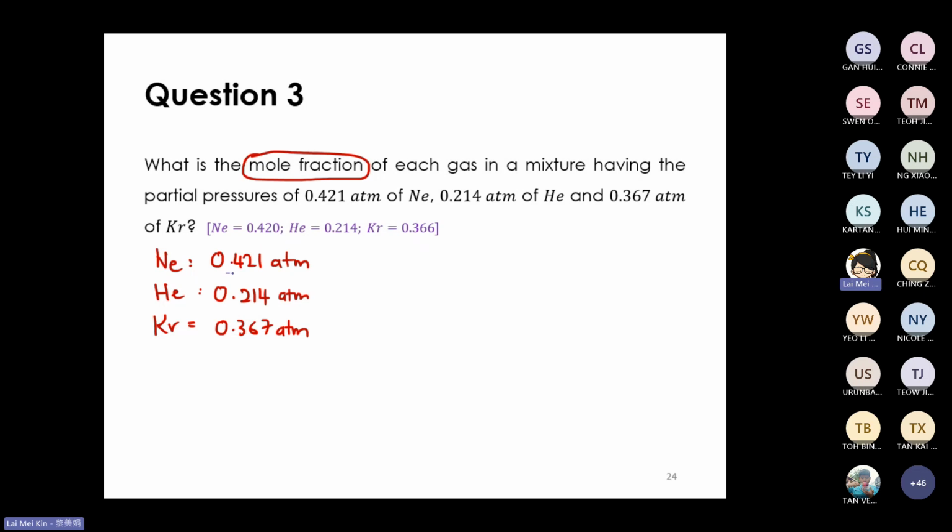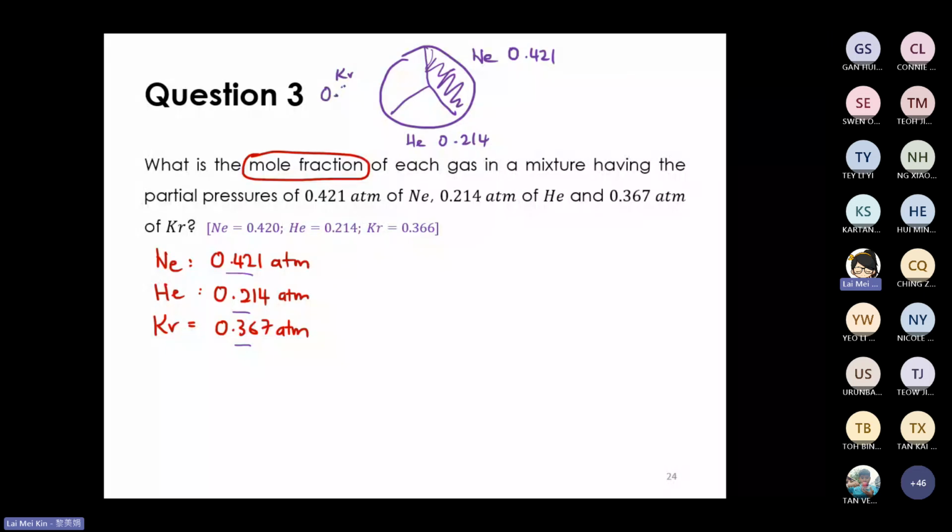I have the partial pressure. So what do I find first? You have the partial pressure. You know that, for example, this part, neon, is 0.421. Of course, neon is the largest part. 0.421. And then I have helium 0.214. And I have krypton 0.367. Sometimes if you have no idea, you try to draw. Then when you draw, you get an idea. If the part occupied by neon is 0.421, how do you calculate the fraction, the ratio that is occupied by neon?